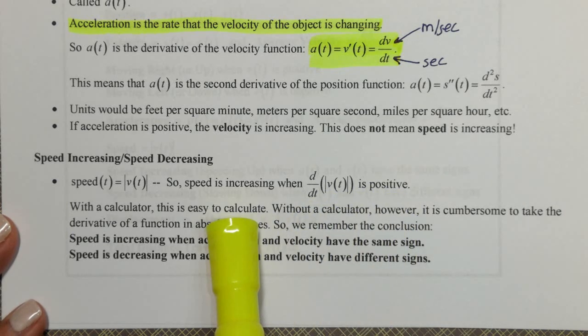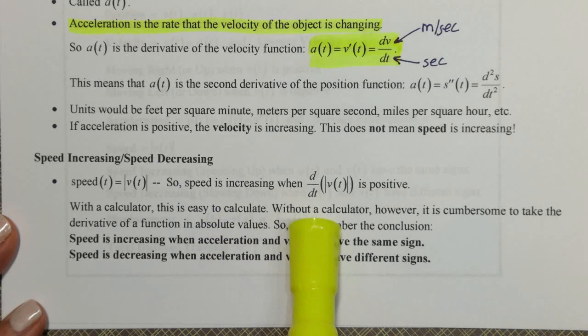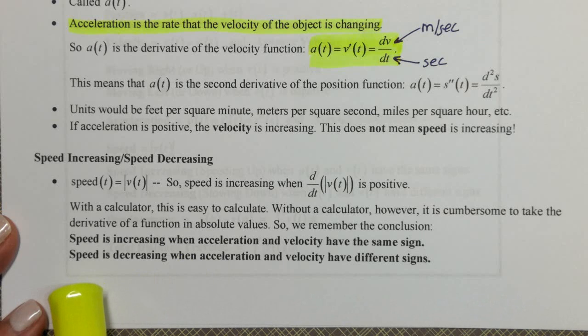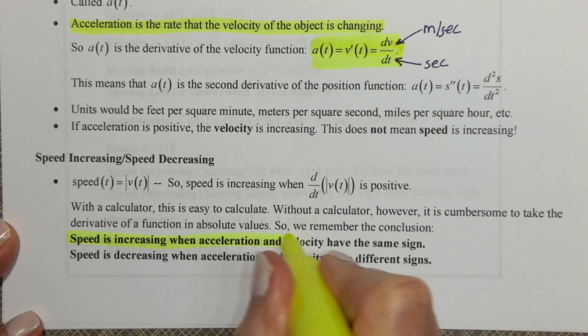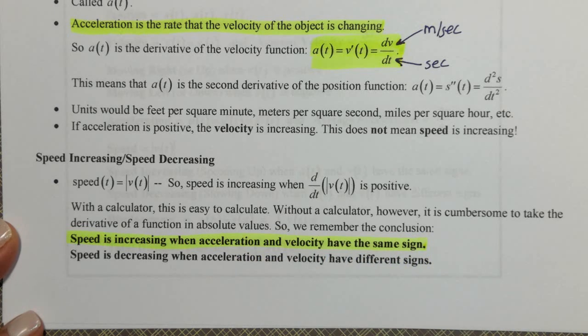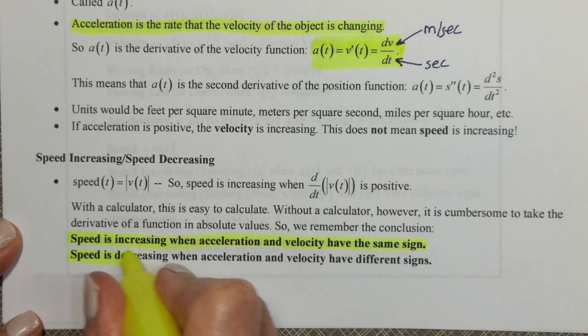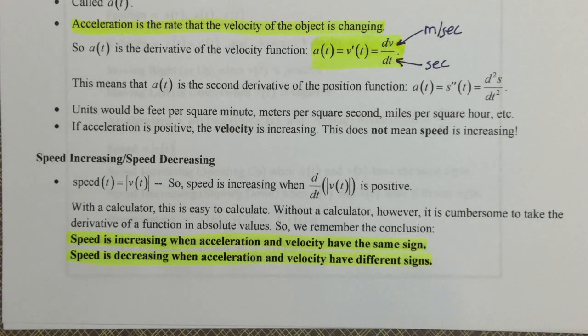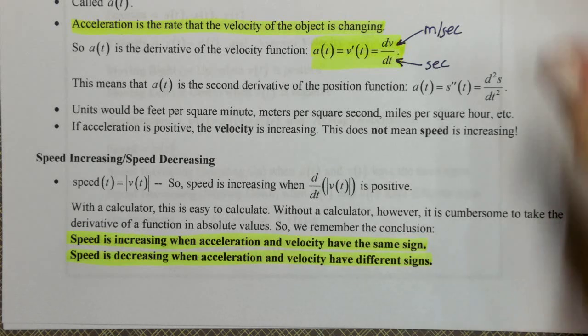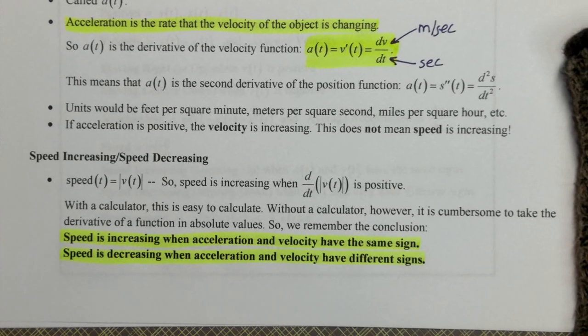With a calculator, that is not hard at all to calculate. Without a calculator, though, it is cumbersome to take the derivative of a function in absolute values. So we remember the conclusion. Speed is increasing when acceleration and velocity have the same sign. Speed is decreasing when acceleration and velocity have different signs. That's the conclusion to what it would take to take the derivative of that absolute value of velocity.